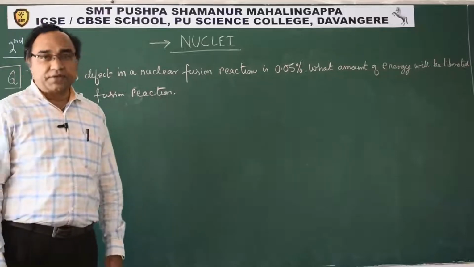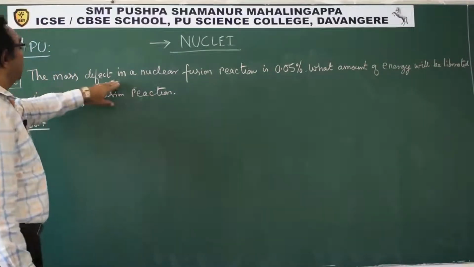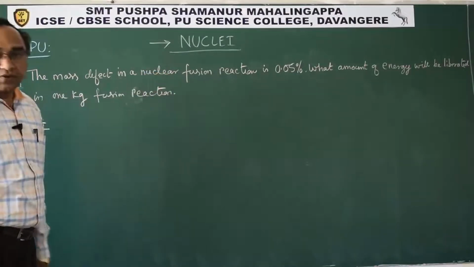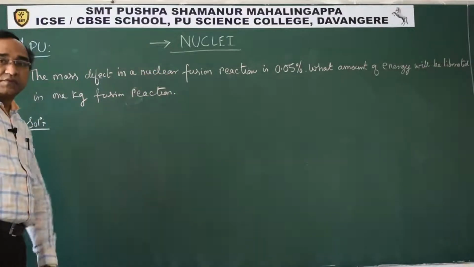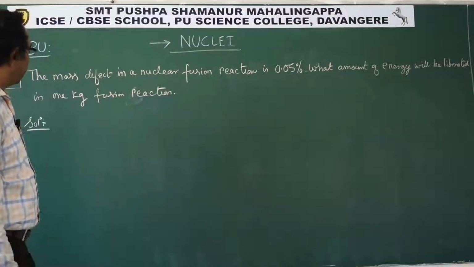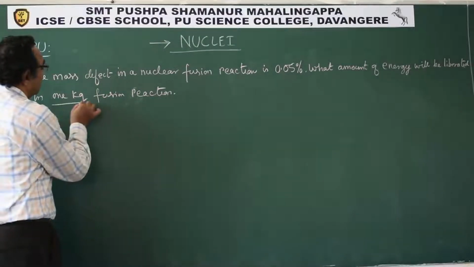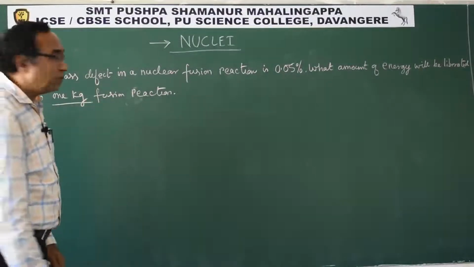Well students, let us take one more question. The question reads like this. The mass defect in a nuclear fusion reaction is 0.05%. What amount of energy will be liberated in 1 kg of fusion reaction? So 1 kg, this is the point to be noted.